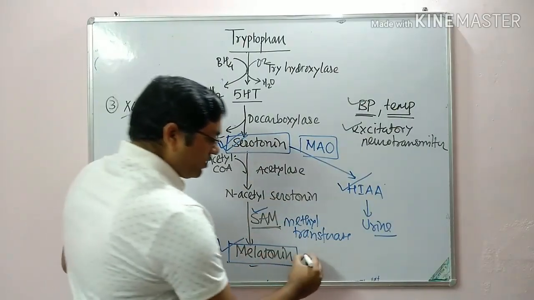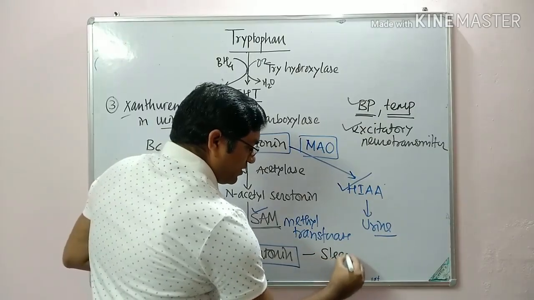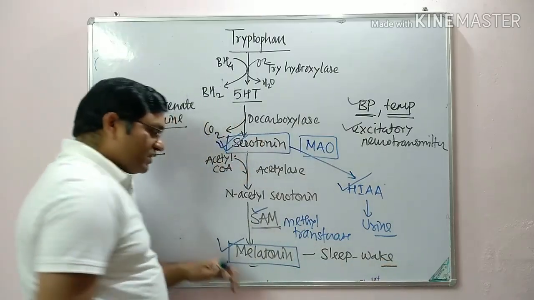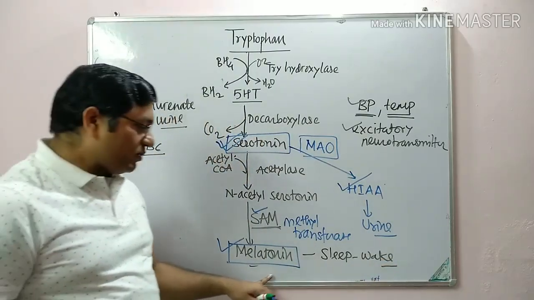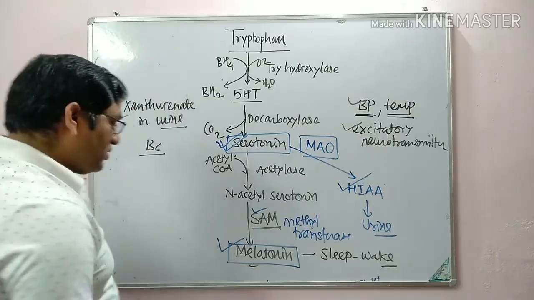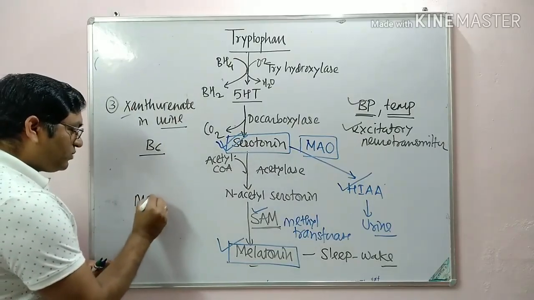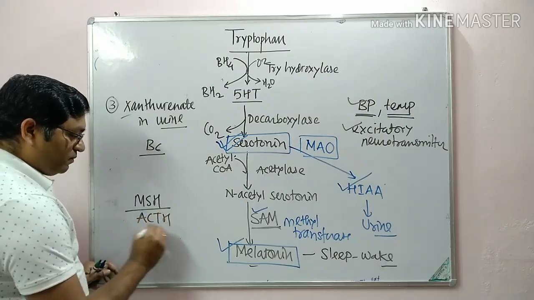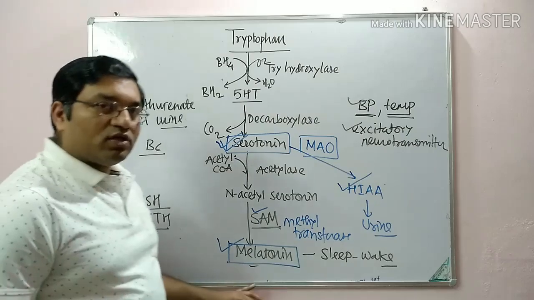Melatonin is responsible for the sleep and wake cycle, and it is synthesized by the pineal gland of the body in response to light. It decreases the production of melanocyte stimulating hormone, and also decreases ACTH production. So this is all about melatonin.